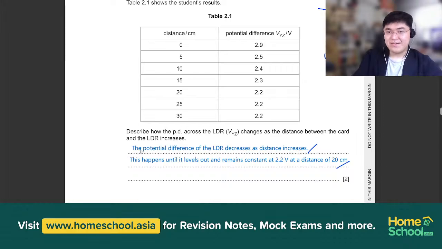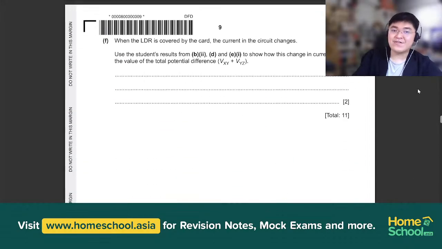So basically, as the distance increases, the potential difference across the LDR decreases until a certain point where it plateaus and it stops going any lower. All right, let's move on.